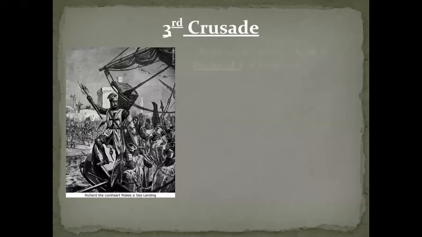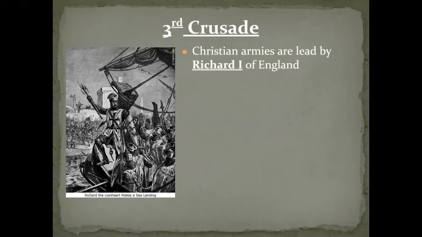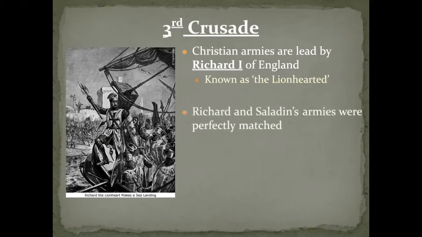And then the Third Crusade, we see that Christian armies are led by Richard I of England. And remembering our Rise of Nation States video, we talked about King Philip II and his brother, King John, who was responsible for the Magna Carta, limiting the king's power. We go back to his brother, Richard I, who was known as Lionhearted. And this is for his courage as he led the Crusaders in the Third Crusade.